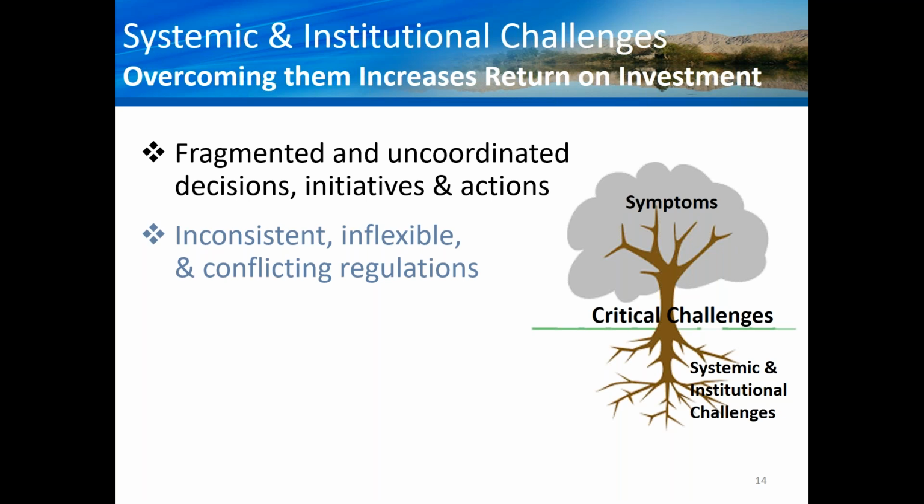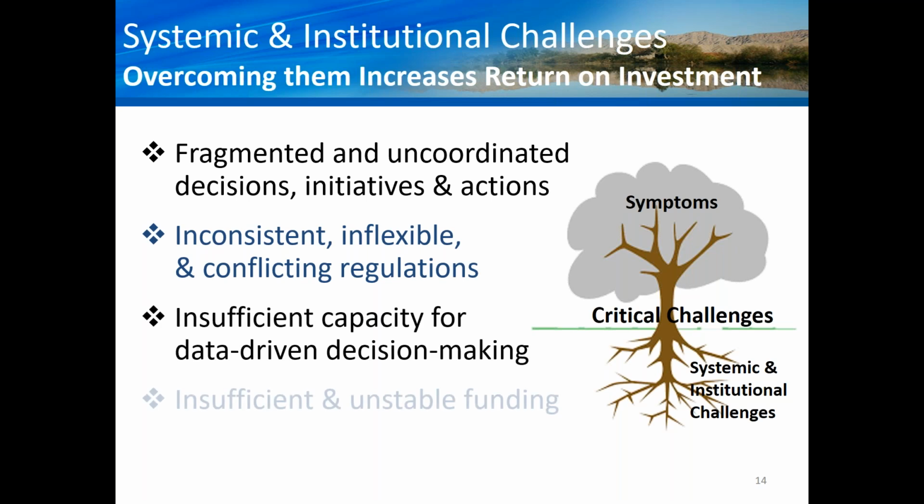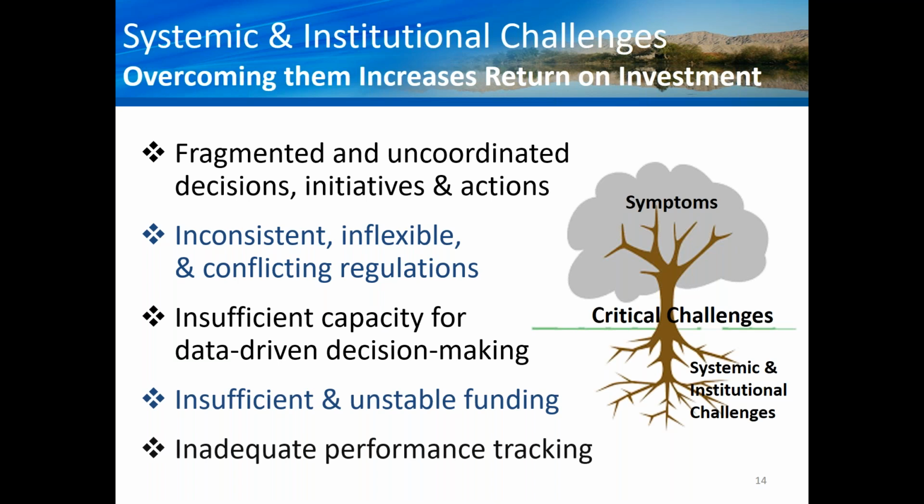Now, this is the slide that we've talked about on critical challenges, but all of those are kind of the symptoms, if you will, the things that we see above the ground, if you're talking about a tree. But our response to these and our effective investment is based on the systemic and institutional challenges. And this is something that Kamiar has talked about in his response: breaking down those silos and working across sectors, getting past these fragmented and uncoordinated decisions and initiatives, and getting past these inconsistent, inflexible, and conflicting regulations.